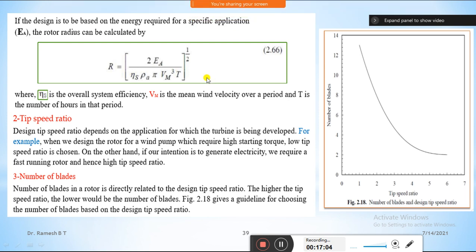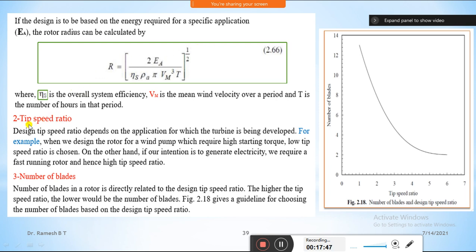So if the rotor radius is based on the energy, the previous one is the rotor radius based on the efficiency, and here the rotor radius is based on the energy, then the equation changes. R is equal to root of 2E_A by nu_S rho_A pi V_M T, where nu_S is the overall efficiency of the system, V_M is the mean wind velocity over a period, and T is the number of hours in the period. By using this equation, we can find it in terms of energy. In terms of efficiency, we can go with the previous equation.